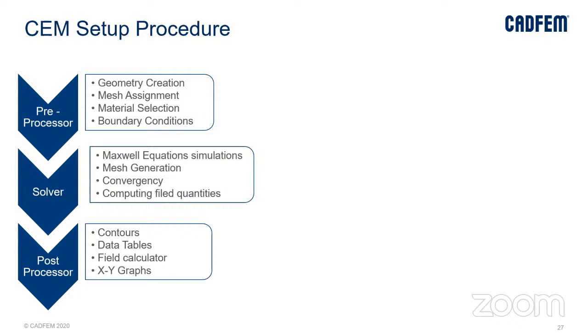Once you finish the solver part, the final part is post-processing, where you are able to extract the complete electromagnetic outcomes. It can be contours, which will tell us about the saturation plots of the particular steel material, or any sort of material. If you want to see the field quantities or saturation effects, you are able to see them here. And it can be data table formats, XY plots, or the field calculator, which helps you write your own set of equations.